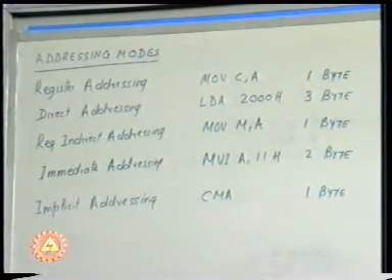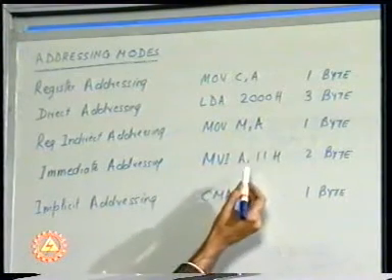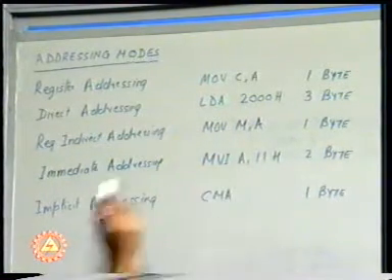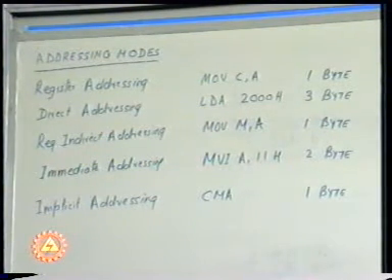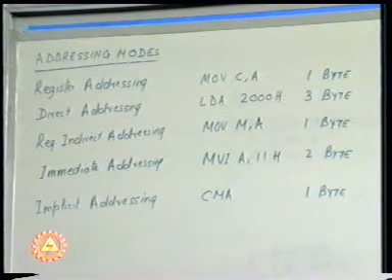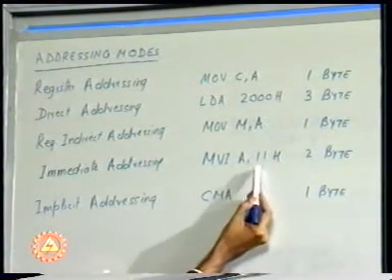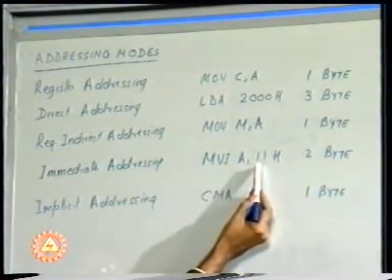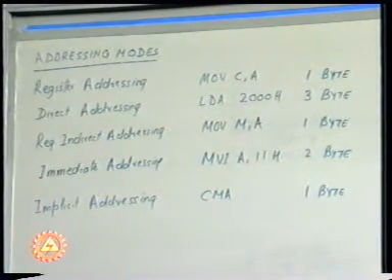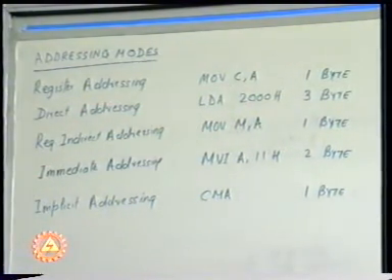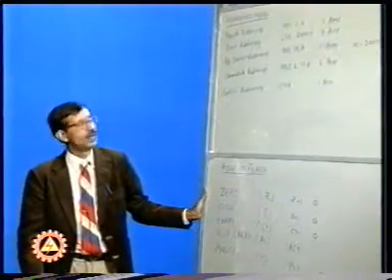In this particular case, the data or the operand becomes a part of the instruction. The example we have here is MVI A, 11H, which means that 11 has to be moved to the accumulator. In this case, the data, that is 11, would require 1 byte, MVI A would require another byte, thereby making the total requirement of this particular instruction 2 bytes.